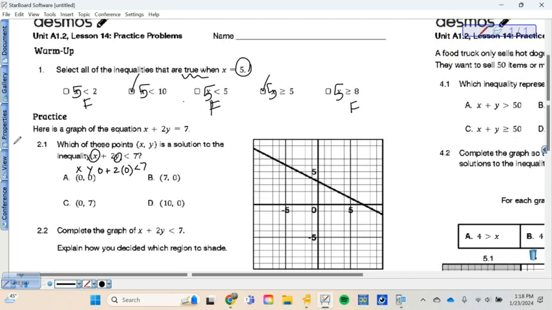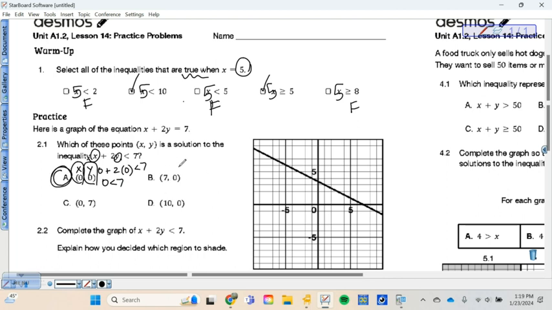Okay, now let's try these. In these, we're not just plugging in a number for x, we're plugging in a number for x and for y, right? So if I plug in 0 for x and 0 for y, I've got 0 plus 2 times 0. What's 2 times 0? And what's 0 plus 0? Is 0 less than 7? Yeah, so that works. That's a solution.